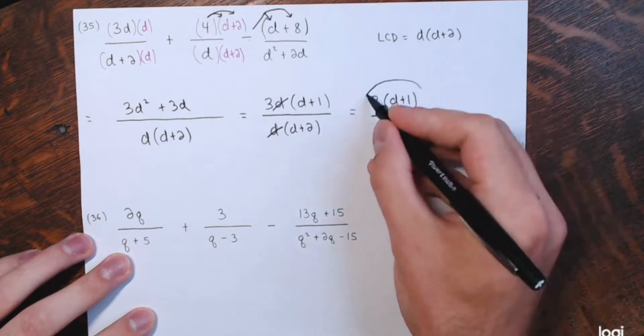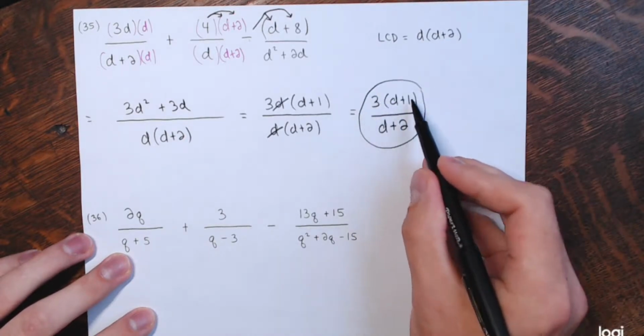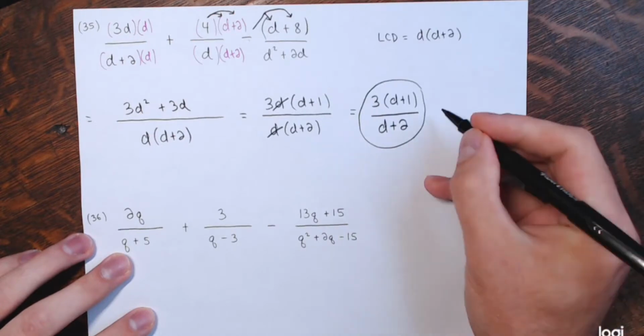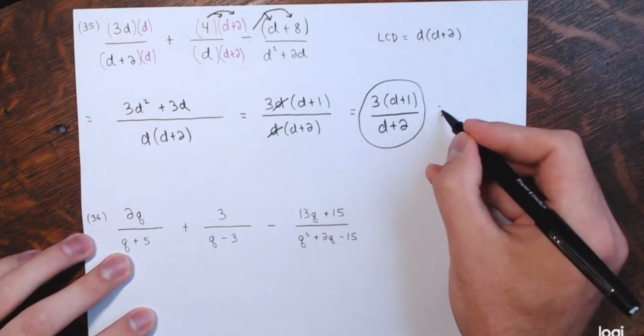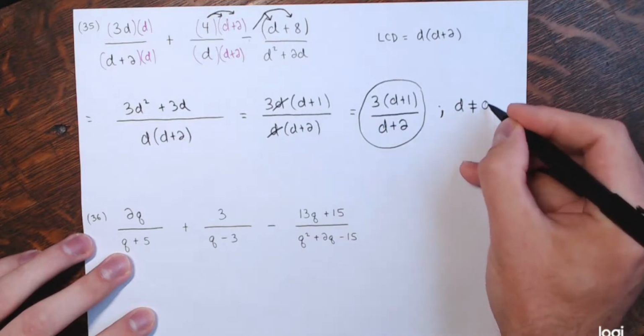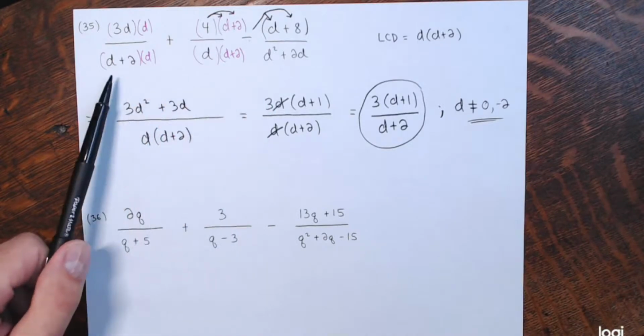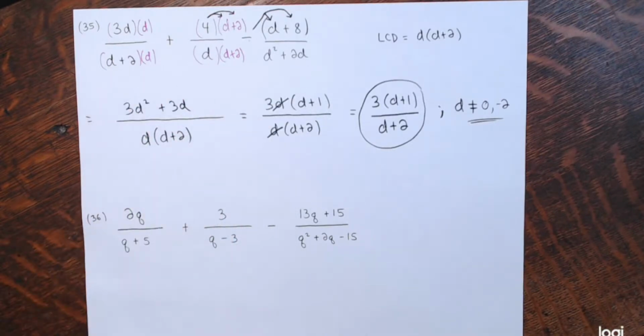And there you go. That's as simple as it gets. Or you could multiply it out, make it 3d plus 3 in the numerator, but whatever. Alright, that's as simple as that fraction gets, and the only values of d I couldn't have used were 0 or negative 2. Because if you replace d with 0 or negative 2, you'll have a denominator of 0 somewhere. Alright, and you can check other values if you wish.